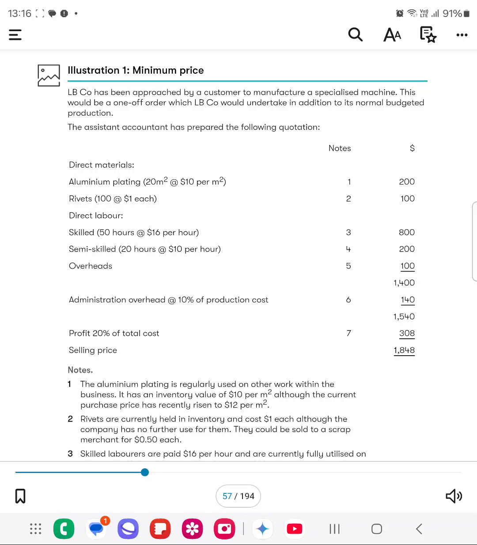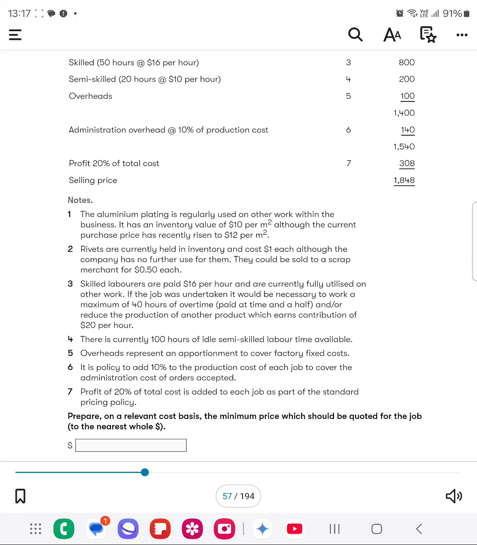The assistant accountant has prepared the following quotation: direct material, aluminium plating, which is 20 meter square at the rate of 10 per meter square, and rivets, 100 at the rate of 1 each. Direct labor, skilled labor is 50 hours at the rate of 16 per hour. Semi skilled is 20 hours at the rate of 10 per hour, and overheads are 100. Administration overheads at the rate of 10% of the production cost. Profit is at the rate of 20% of the total cost, and then we have the selling price.